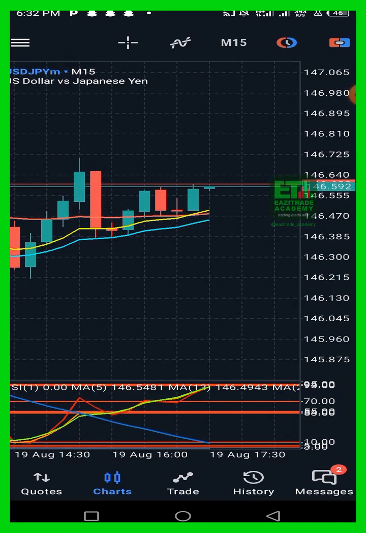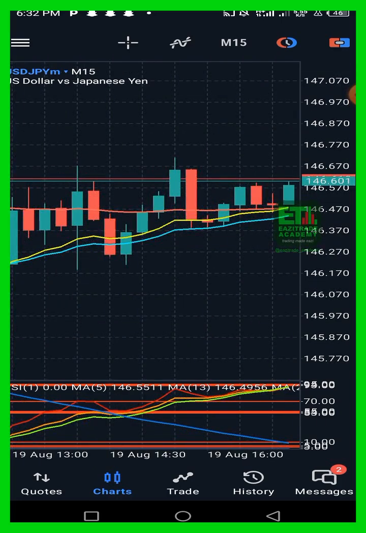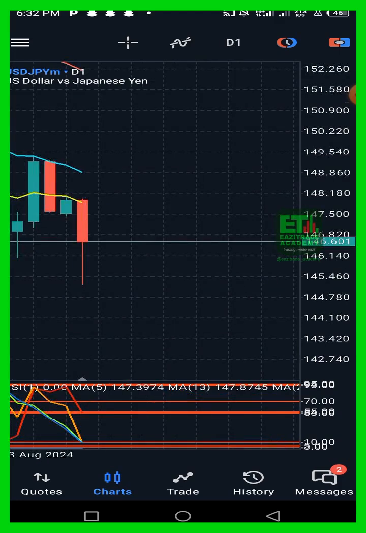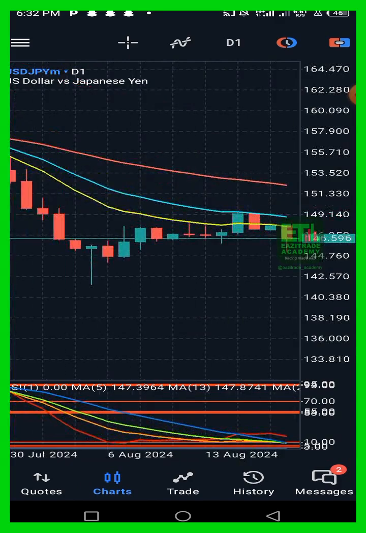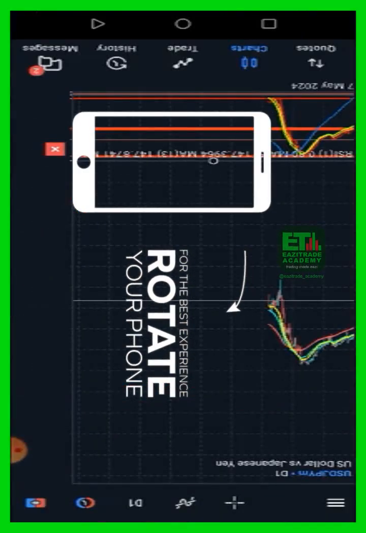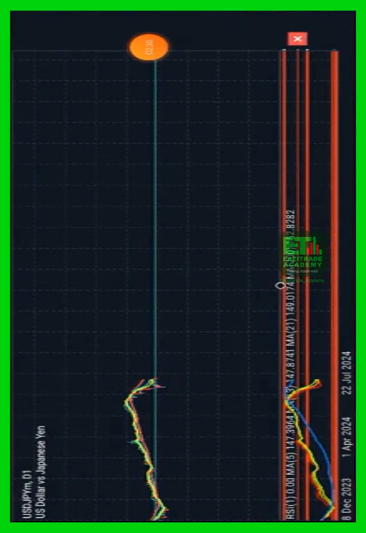In the video I showed earlier, I gave a guide on how to add our moving averages. Ensure your moving averages are added on your chart. Very important. For the higher time frame, we'll be looking at D1, which is the daily time frame. From the daily time frame, let's slant our phone and use landscape.